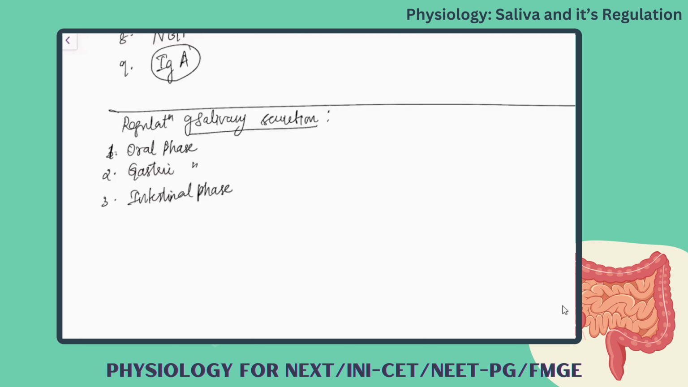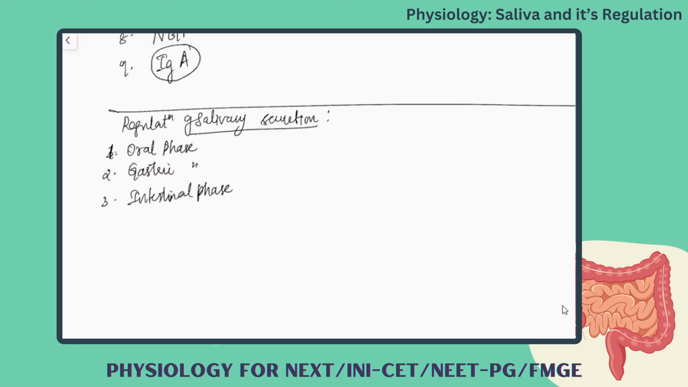When you are talking about the stomach, in the stomach also we have these three phases of regulation. When you are talking about small intestinal secretions, there also you are going to talk in relation to these three phases. This indicates where the food is present, and that is going to determine the amount of that specific organ's secretions. Okay, clear? So now we are talking about saliva.